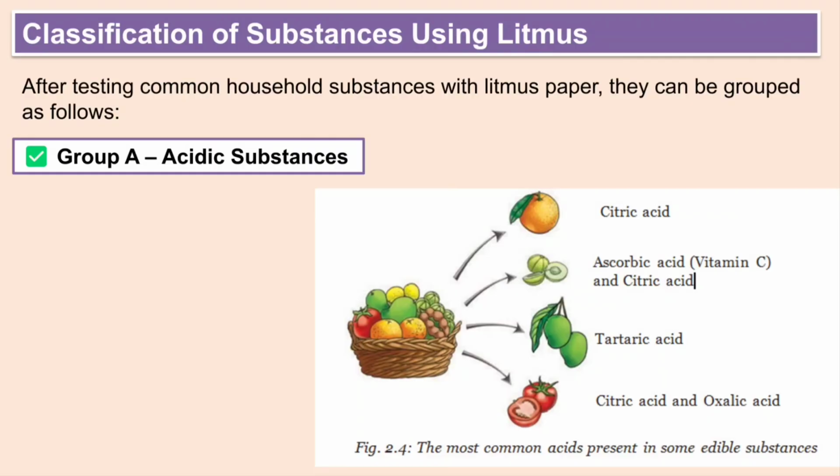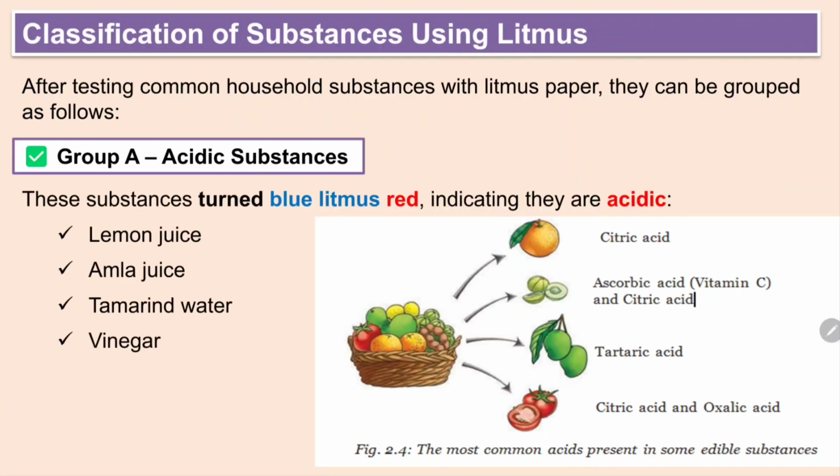So group A, isn't it? Acidic substances. See, acidic substances means in fruits citric acid is present, like in this orange, and ascorbic acid and citric acid is present in this amla, and in this unripe mango tartaric acid is present. Citric acid and oxalic acid is present in tomato. That means they taste sour.